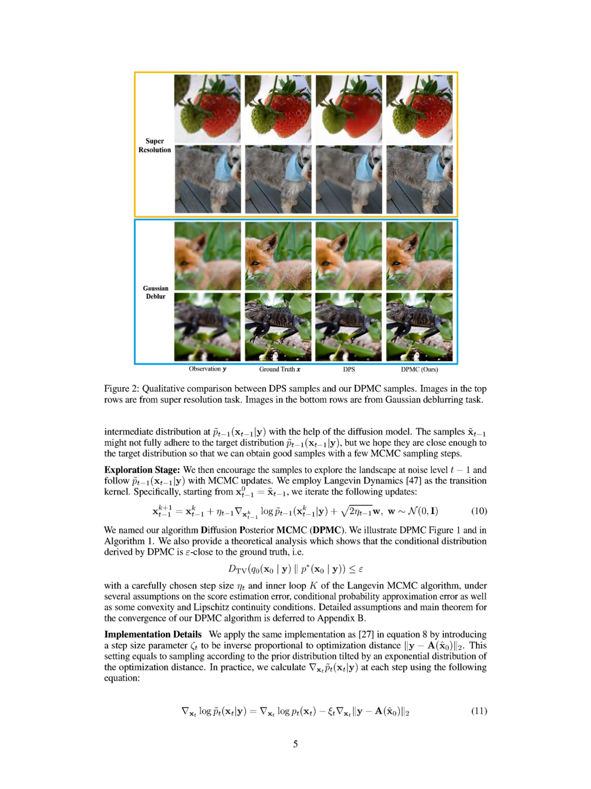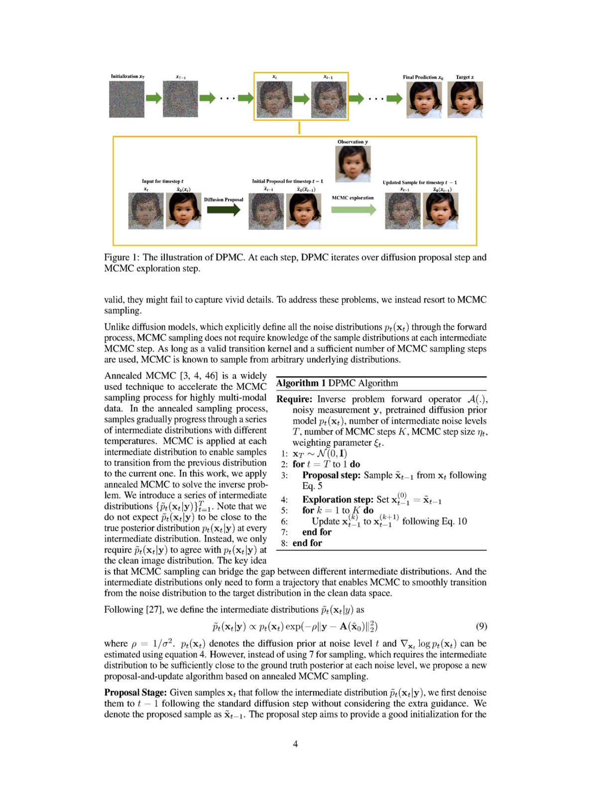The proposed diffusion posterior MCMC (DPMC) algorithm operates in two main stages, the proposal stage and the exploration stage. In the proposal stage, given samples, x_t, that follow the intermediate distribution, p_t(x_t|y), the algorithm first denoises these samples to t-1 using the standard diffusion step, resulting in proposed samples denoted as x_{t-1}. This step aims to provide a good initialization for the next intermediate distribution, p_{t-1}(x_{t-1}|y).